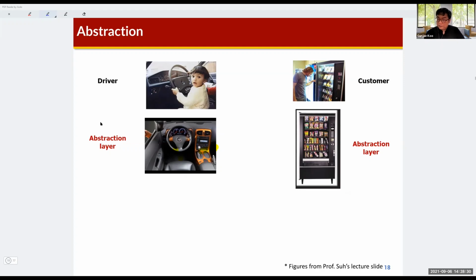In fact, the car system is very complex, but only the simple interfaces are revealed to the user or customers. So the customers need to understand the minimum amount of knowledge about the car, not the whole knowledge, and then they can use the car very efficiently. That is the abstraction.